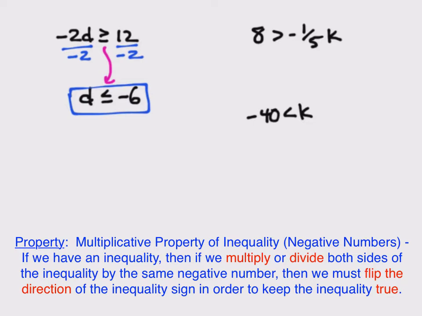Well, how would this work using algebra? If we wanted to isolate this k up here, we would multiply both sides of the equation by -5. And we would end up with a new inequality with a -40 on the left-hand side, just a k on the right-hand side, but since we multiplied by -5, we would need to flip the direction of the inequality.